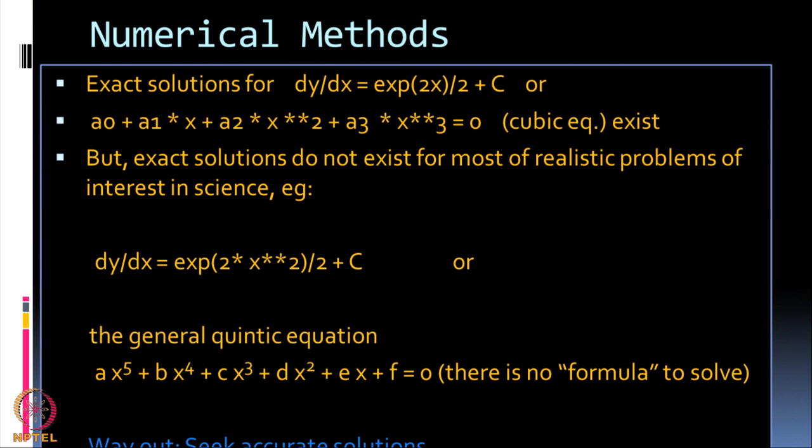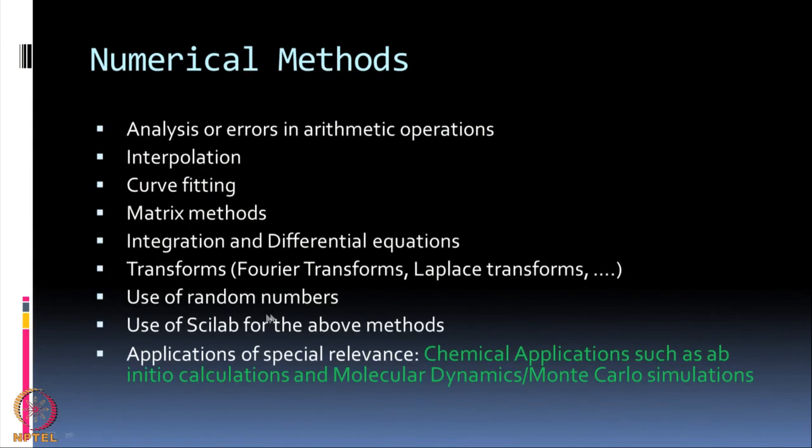Of course, you will need better and better computers, faster and faster computers to do that. So, numerical methods are an alternative to analytical methods. Analytical methods are basically exact solutions. So, now let us see what are some of the techniques that are used in numerical methods.